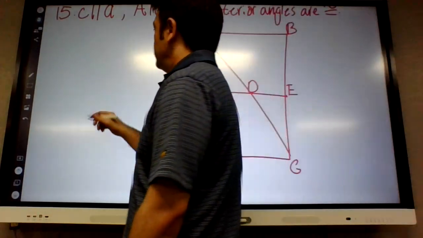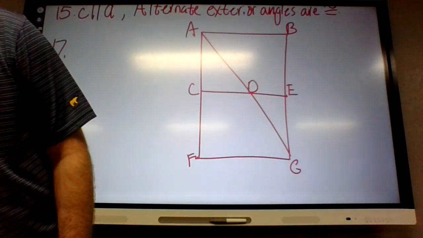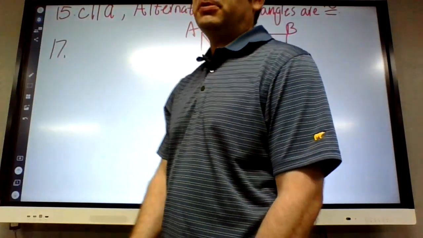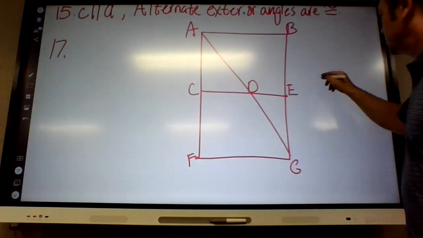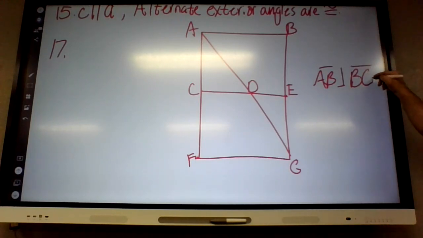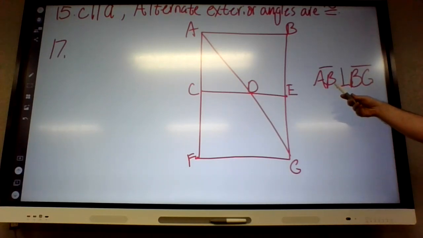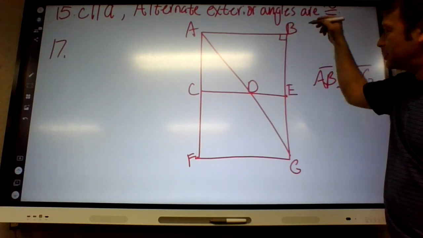Okay, in the directions, it says that AB is perpendicular to BG. What does that mean? That AB intersects BG at a right angle. Right, they intersect at a 90-degree angle. So AB and BG are these two lines, and they're telling us this is a 90-degree angle.